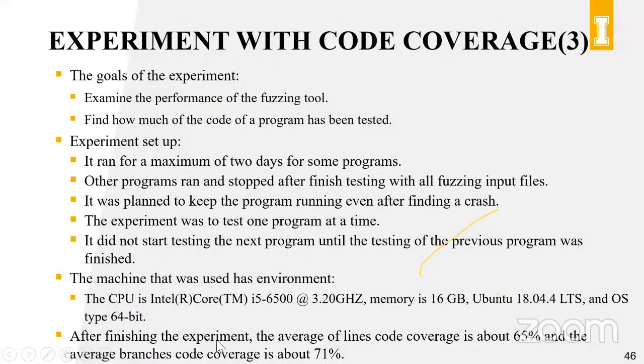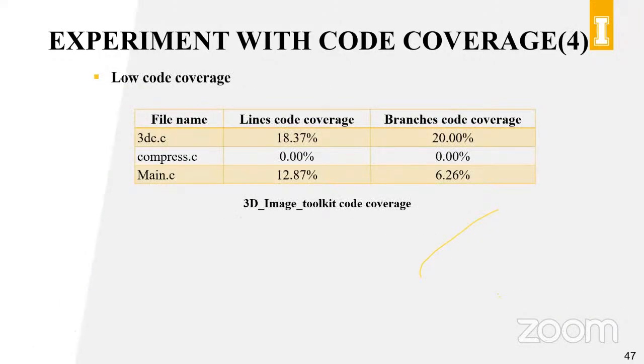After finishing the experiment, the average line code coverage is about 65%, and the average branch code coverage is about 71%. We found low code coverage in some programs. For example, this program has 18.37% line code coverage and 20% branch code coverage, and compressed seal has 0% line and branch coverage, and main.c has 12.87% line code coverage and 6.26% branch code coverage.